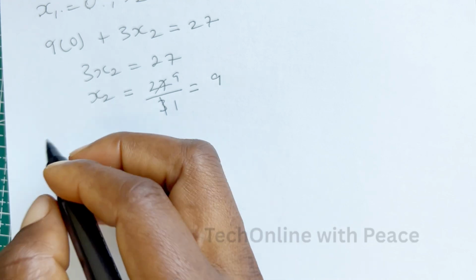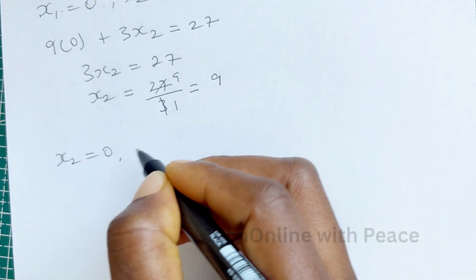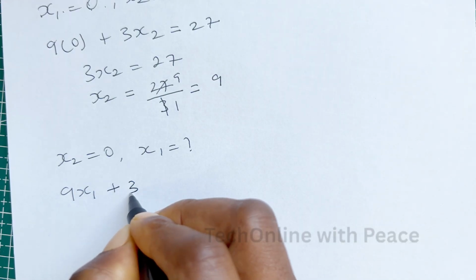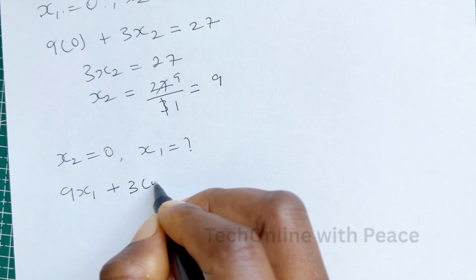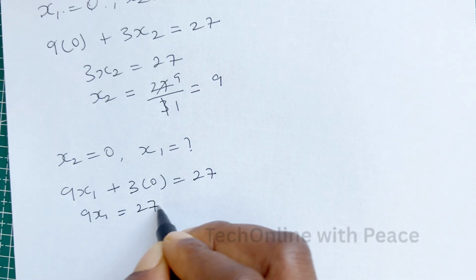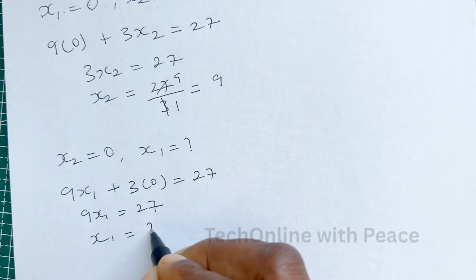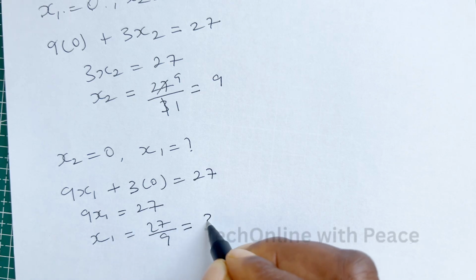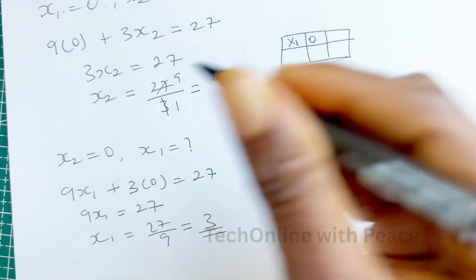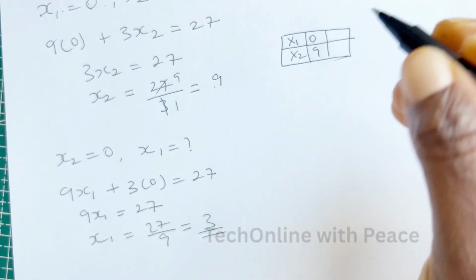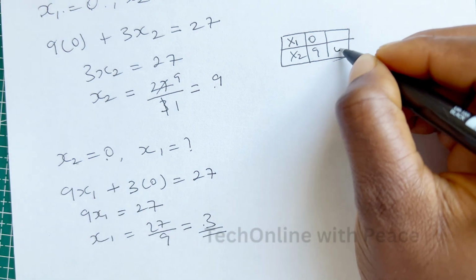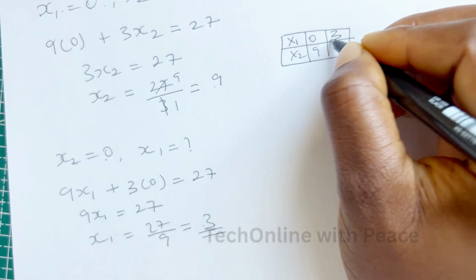We also consider when x2 is 0, what will be the value for our x1? We have 9x1 plus, remember we have 3x2, which is 0, equal to 27. We have 9x1 equal to 27. Our x1 will be 27 all over 9, which will give us 3. We have our table here. When x1 is 0, x2 is 9. And when x2 is 0, the value for our x1 is 3.